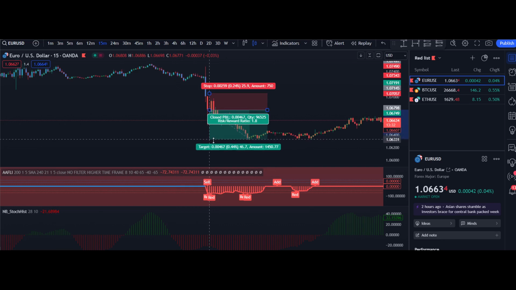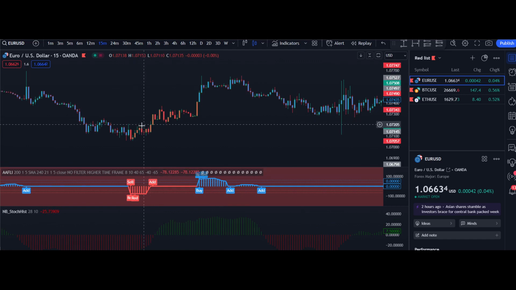The risk reward ratio of 1 to 1.5. We have a winning trade. As you can see with some of these positions, we have a misprint on the AAFli indicator. So we're going to add our third indicator so that we can increase the accuracy using this strategy.